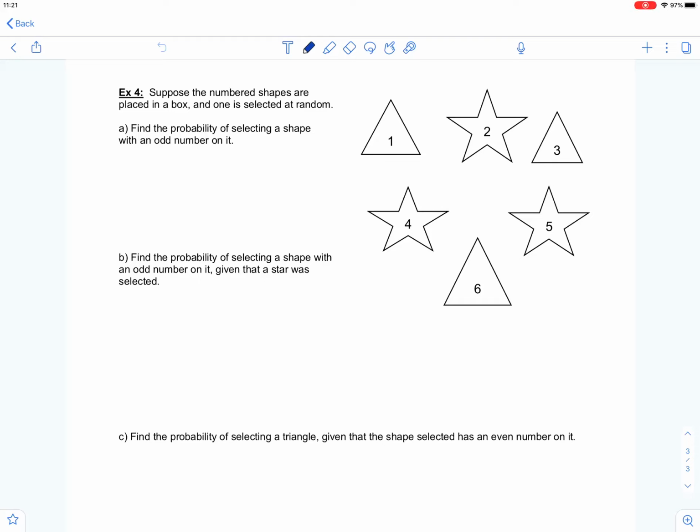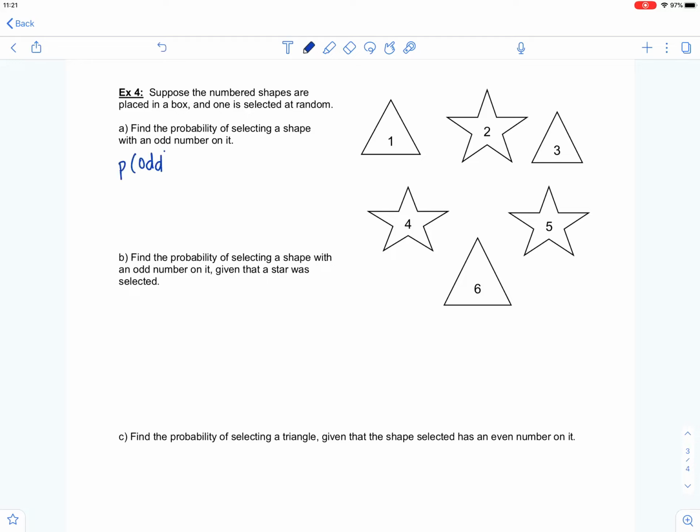In this example, we want to look at the difference between a more straightforward probability versus a conditional probability. So we have these shapes. It says, suppose the numbered shapes are placed in a box and one is selected at random. So these 6 shapes are in a box. It says, find the probability of selecting a shape with an odd number on it.